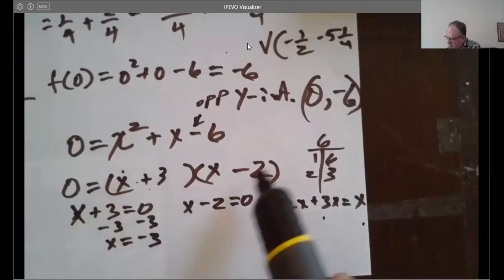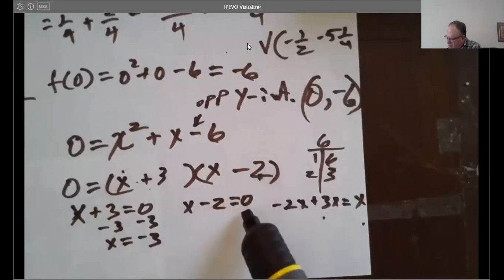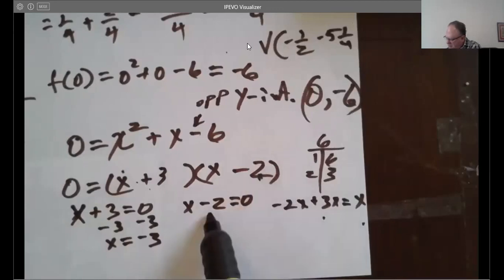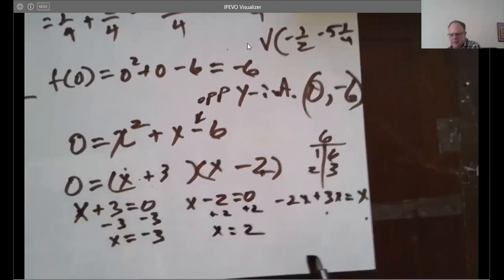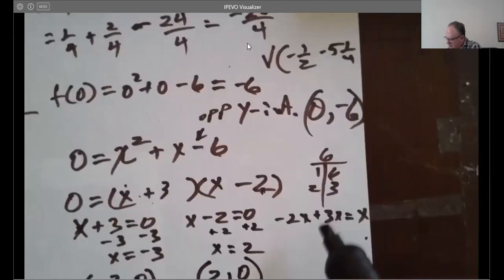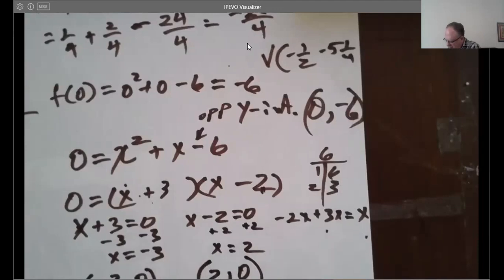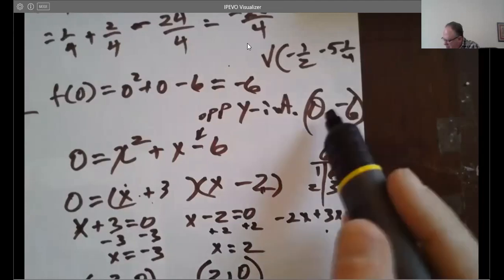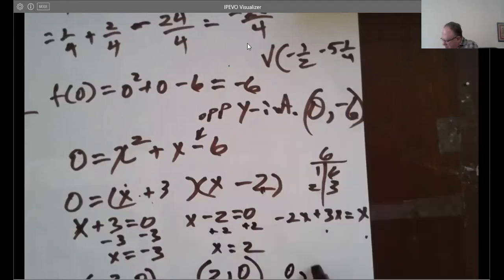So we're going to do the same thing here. x minus 2, set that equal to 0 and solve. We add 2, and we get x equals 2. So that means our x-intercepts are negative 3, 0 and 2, 0. So our intercepts are negative 3, 0, 2, 0, and 0, negative 6. We found that one earlier.